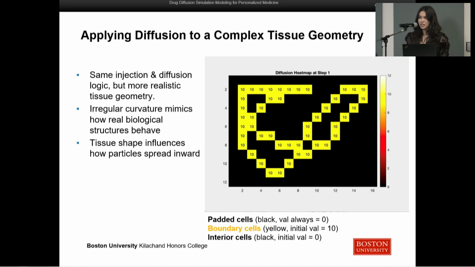So here we apply the same model setup and logic from the simple grid to a more complex tissue geometry, one that more closely resembles an organ cross-section or targeted drug delivery site, one that is more reflective of real biological structures. And you can see that it reflects a curved, irregular surface, but the underlying rules are the same. The padded cells inject particles, boundary cells regulate entry, and interior cells accumulate the drug over time. And the particles still diffuse inward, and the shape influences how they spread, and the tissue geometry mimics real organs.